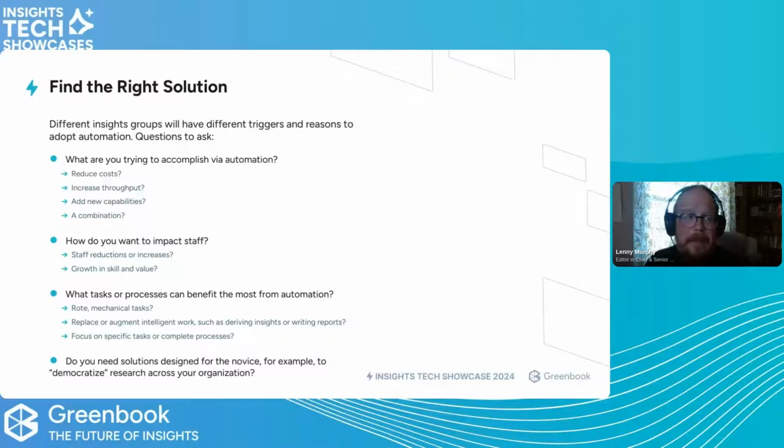How do you want it to impact staff? Does it mean staff reductions or increases? Growth in skill and value, as we just mentioned. Is it reallocating resources versus reducing resources? What tasks or processes can benefit the most? Is it rote mechanical tasks, let's say chart production, for example? Or is it to replace or augment more skill-based intelligent work, such as driving insights, writing reports?